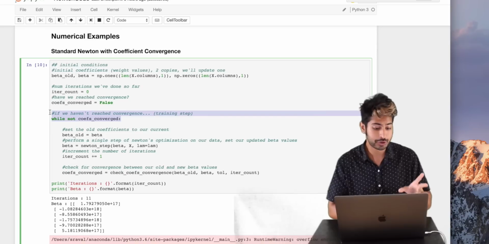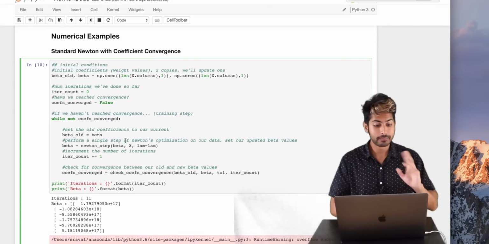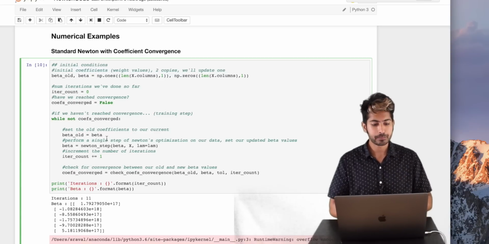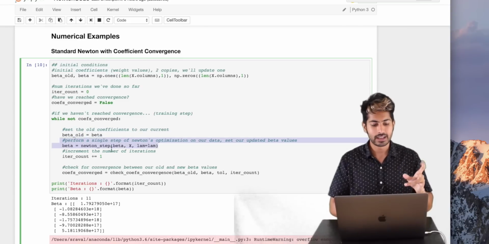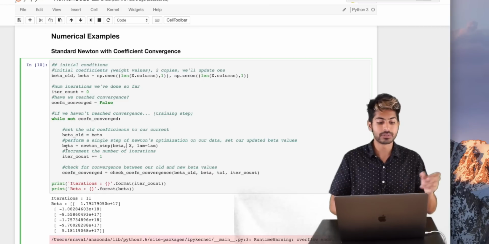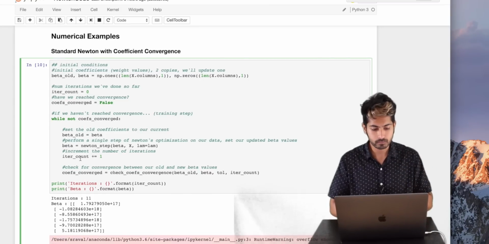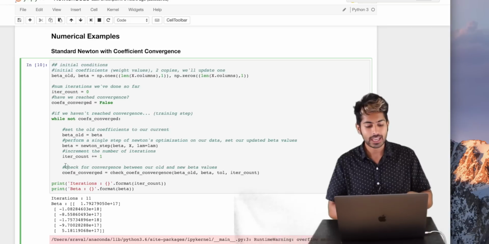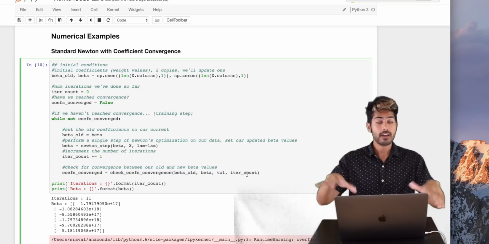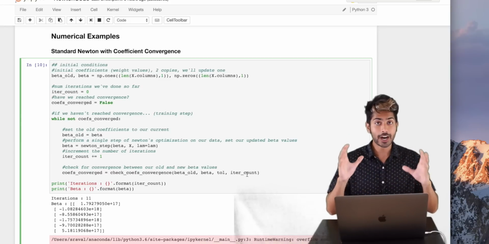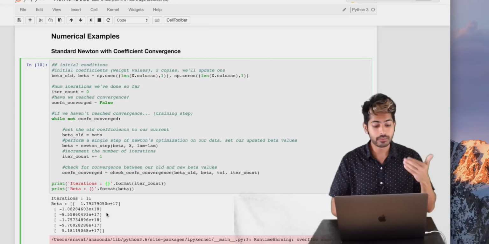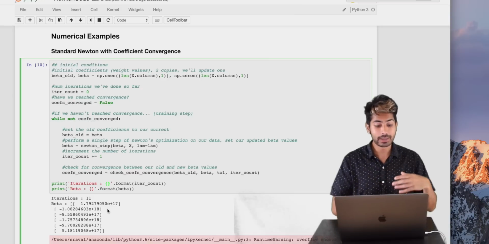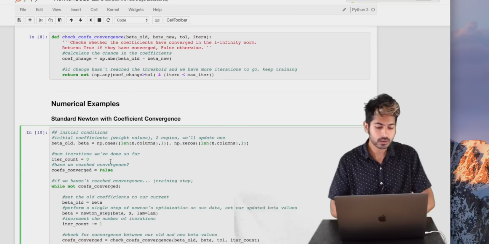So we'll say, while not coefficients have converged, so if we haven't reached convergence, then go ahead and begin training using Newton's method, begin optimizing. So we'll set the old coefficients to our current values, perform a single step of Newton's optimization on our data, and once we have that, it's going to output the updated beta values. Okay, and so once we have our updated beta values, then we can increment the number of iterations that we're going through and then check if we've reached convergence yet, where our beta values are the coefficients for the model that we're learning. And we can say, hey, if these values are at this certain threshold, we're good, we're done here. Okay, so then when we print out the results, it's going to tell us the number of iterations and then the beta values over time. And ideally, they become closer and closer to our predefined beta values for our data set.